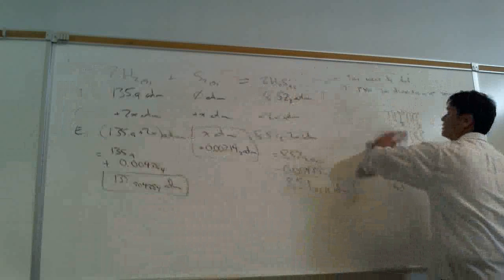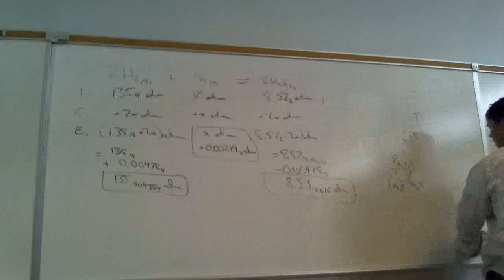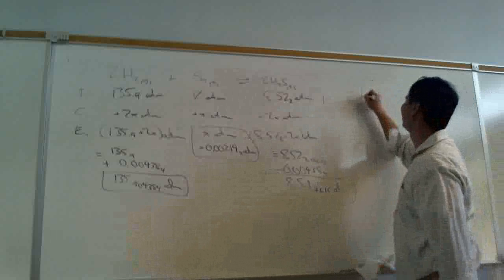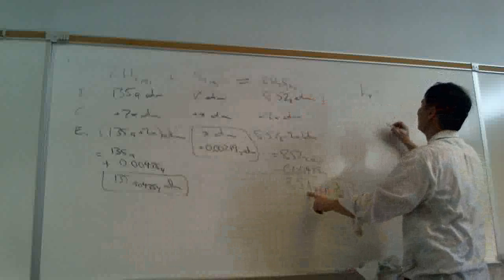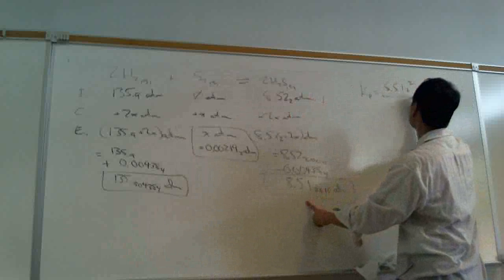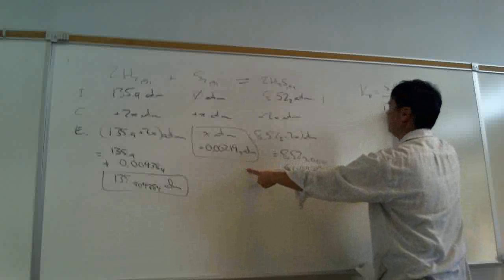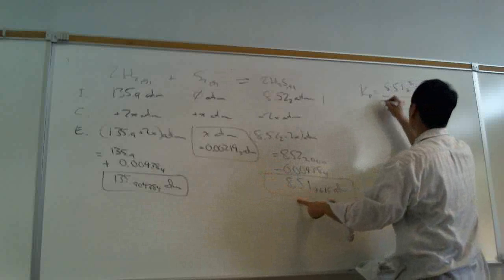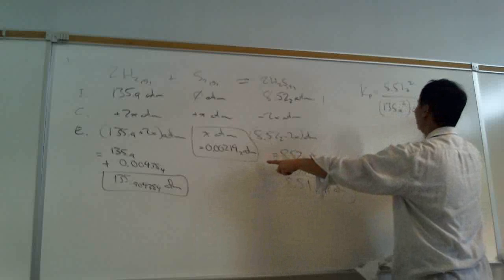All right, so what are we trying to solve for? KP. So let's go ahead and do that. KP is going to equal the partial pressure of H2S at equilibrium squared. It's going to be 8.517. I just carry one extra digit. That should minimize round off error. And then 135.9 squared and 0.002192.